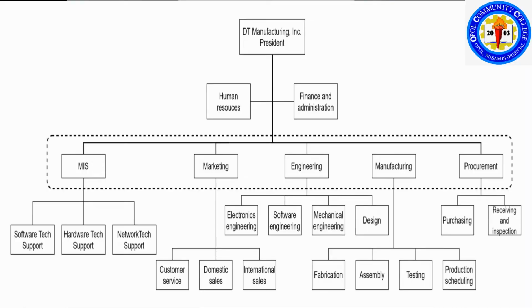Good day everyone. In this video, we will create an organizational unit, namely DT Manufacturing. Under DT Manufacturing are the departments, namely Human Resources, Finance Administration, MIS, Marketing, Engineering, Manufacturing, and Procurement.